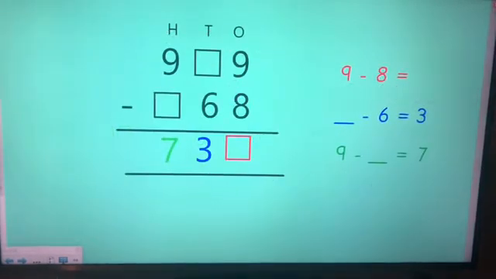Right then, let's have a look at that bonus question that I left you to work on at the end of last lesson. On the screen, I've showed you the number sentences for each column. My red number sentence is my 1s column, my blue number sentence is my 10s column, and my green number sentence is my 100s column. So let's work together to solve the problem.